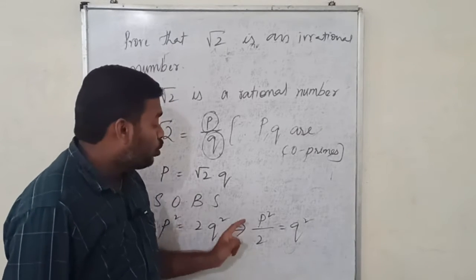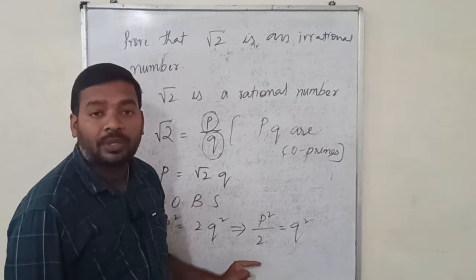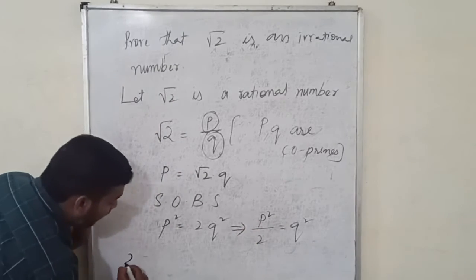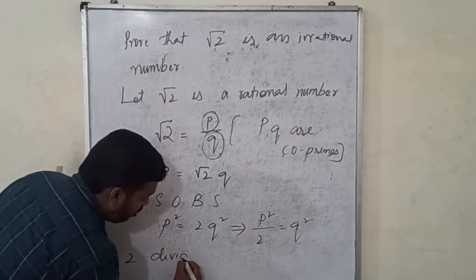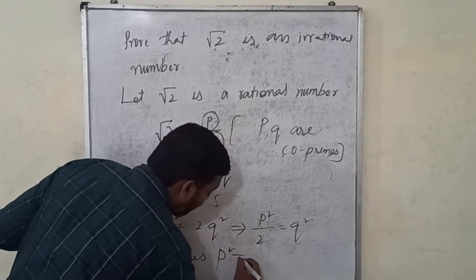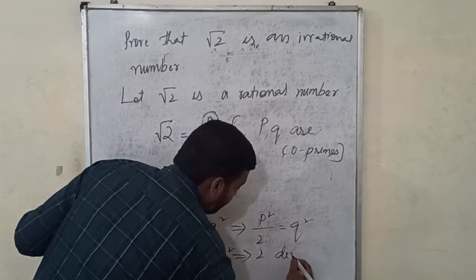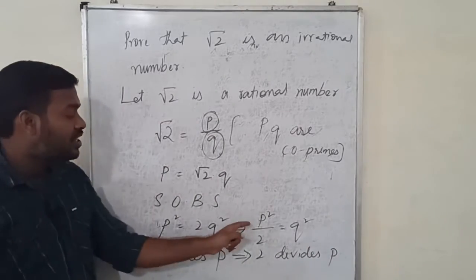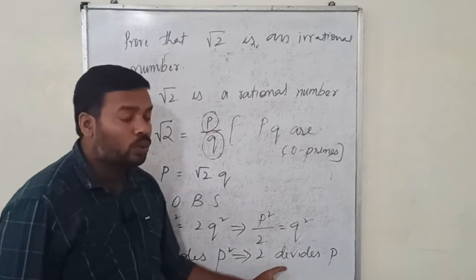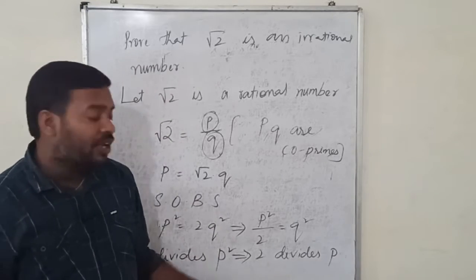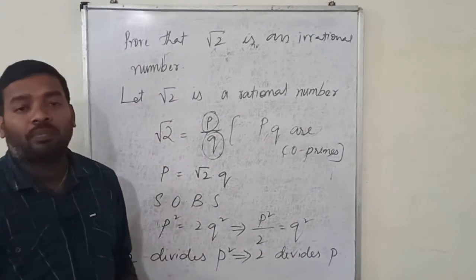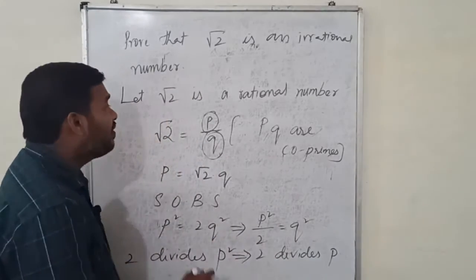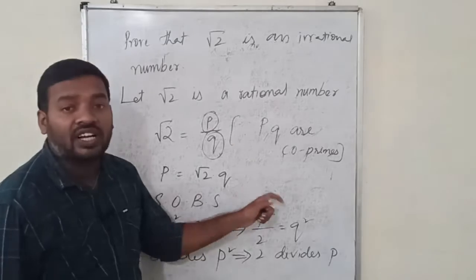That means 2 divides P square, where 2 is a prime number. Then you can say by the previous statement, 2 divides P. If 2 divides P square, you can say 2 divides P. That means 2 is a factor of P. If a number can divide another number, then the first number is a factor of the second number.